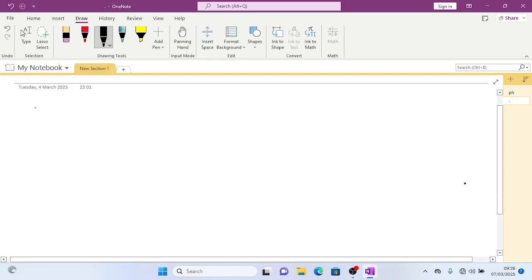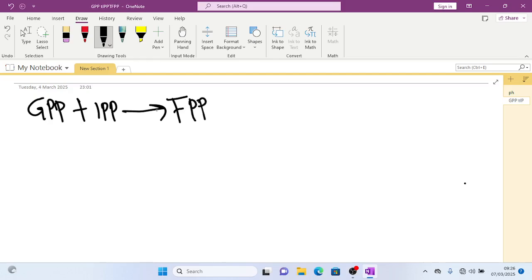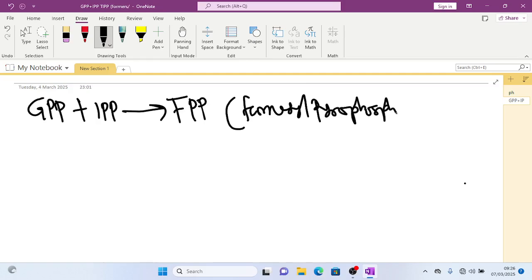Okay, the reaction involves the formation of a 15-carbon farnesyl pyrophosphate. We have first our geranyl pyrophosphate. Geranyl pyrophosphate combines with isopentenyl pyrophosphate to give us our farnesyl pyrophosphate. And the enzyme that catalyzes this reaction is the farnesyl pyrophosphate synthase.